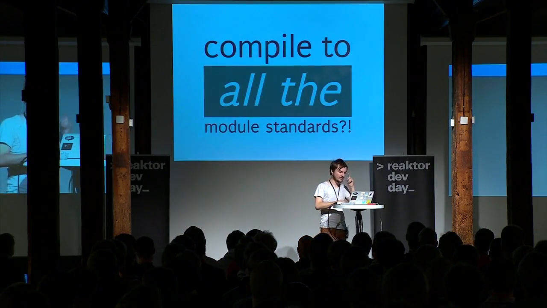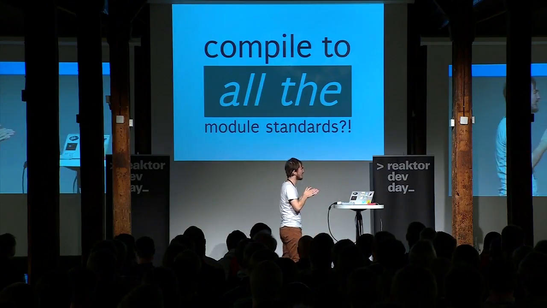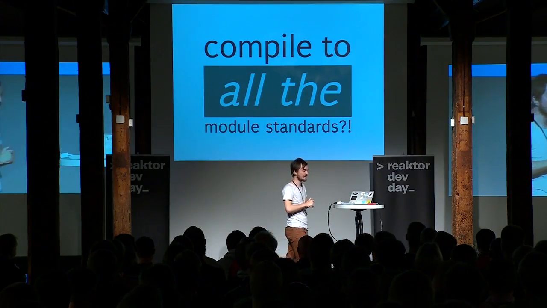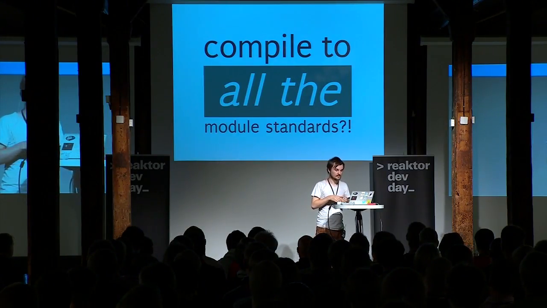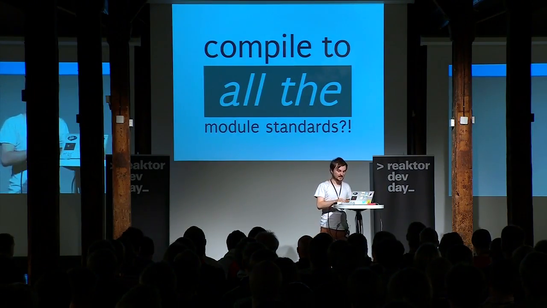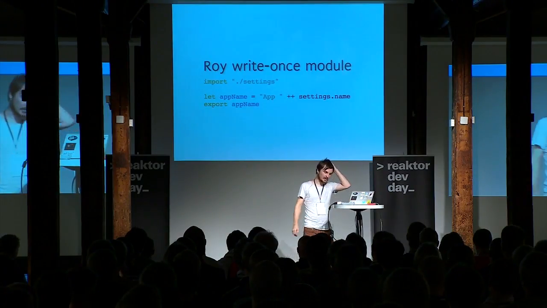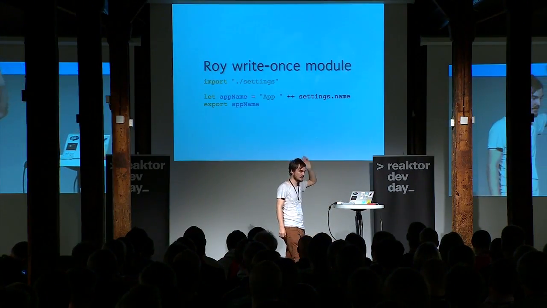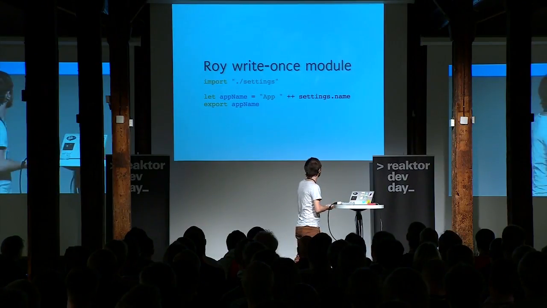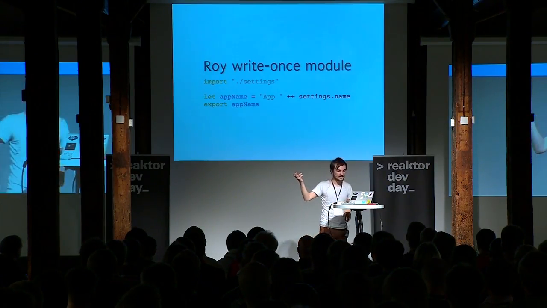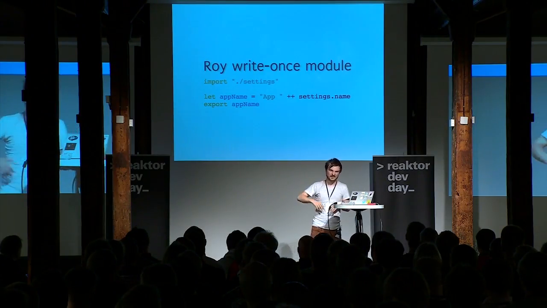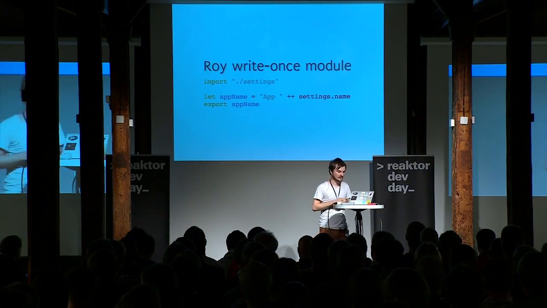So I decided that I'll compile to all the module standards. Why only support one of them? We need different module loaders for different types of applications. So we write this module in Roy once. This is one module that we write. It just shows that we're importing settings, and then we export something called app name, which uses the settings module. Just a really simple example.